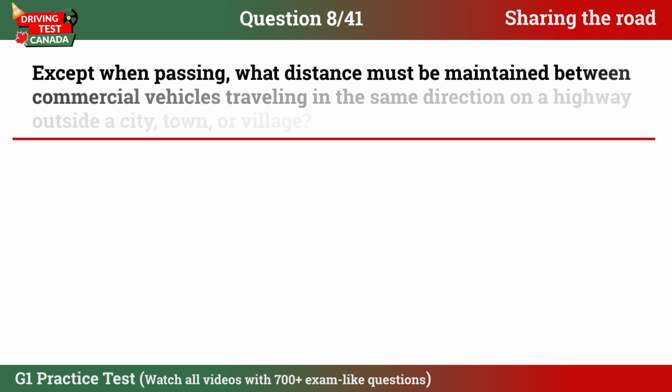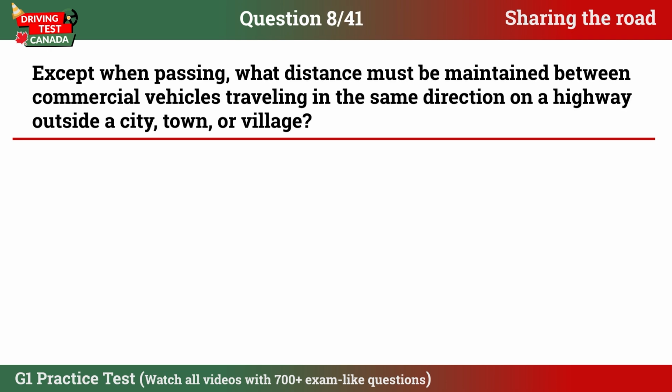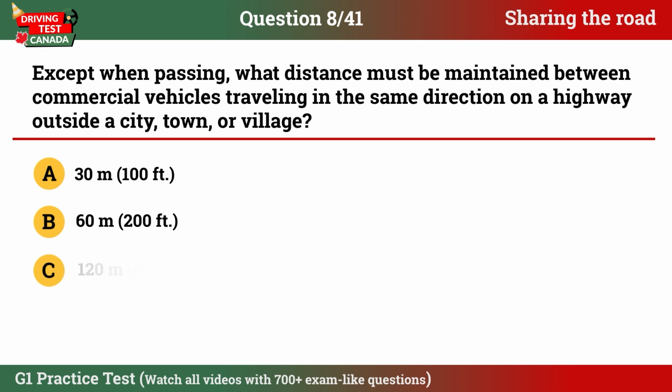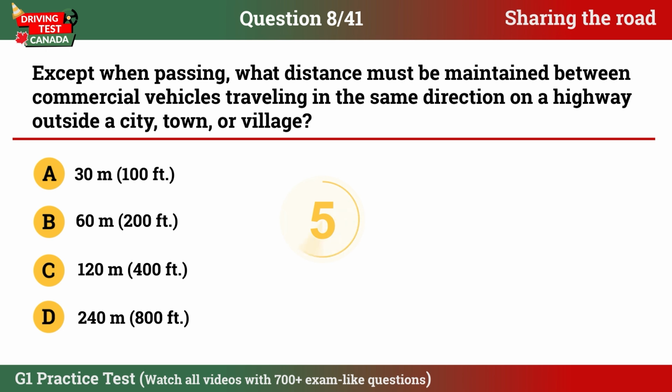Question 8. Except when passing, what distance must be maintained between commercial vehicles traveling in the same direction on a highway outside a city, town, or village? A. 30 meters, 100 feet. B. 60 meters, 200 feet. C. 120 meters, 400 feet. D. 240 meters, 800 feet.